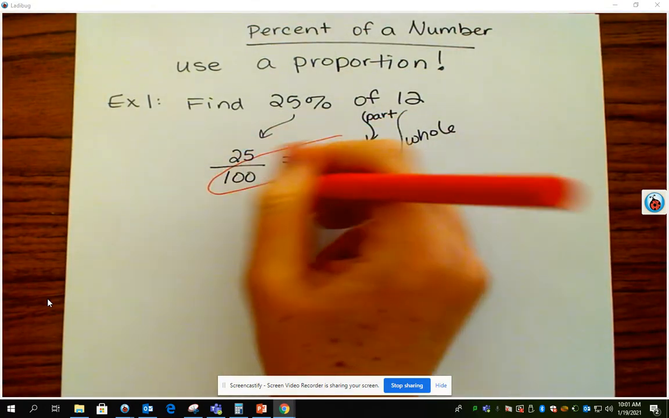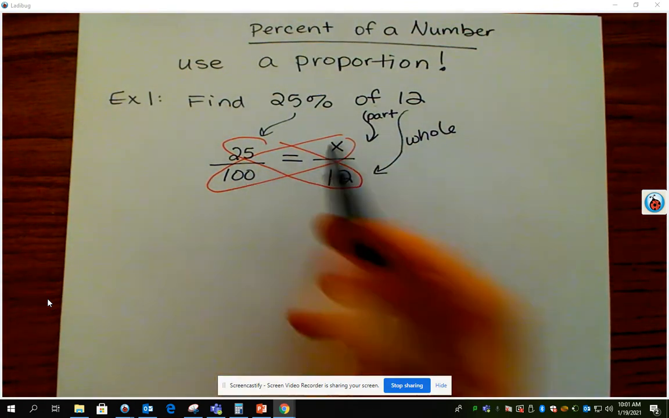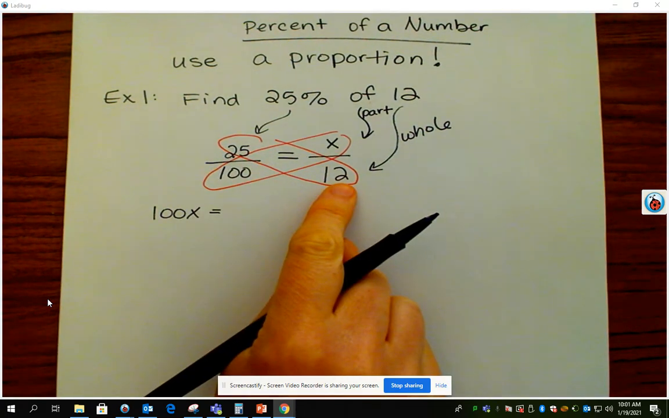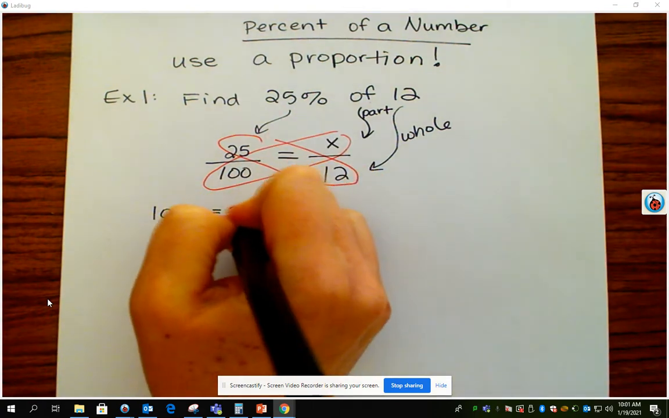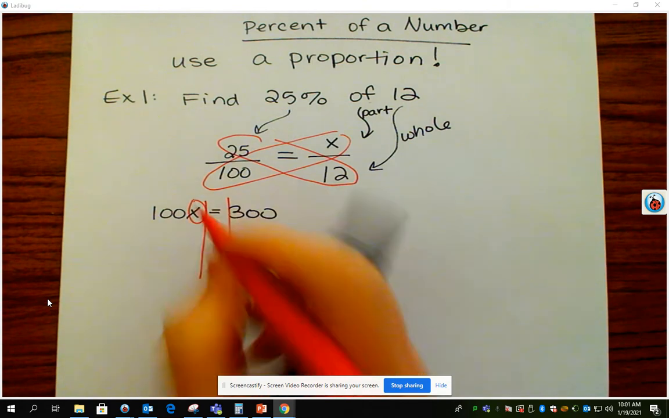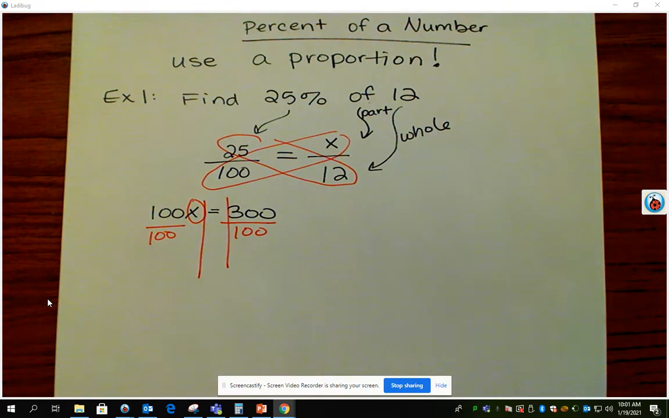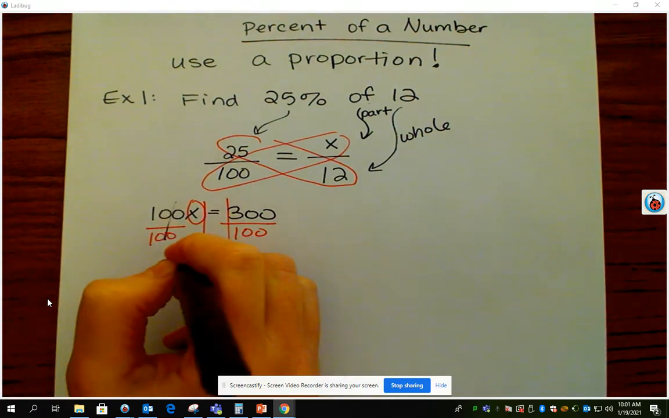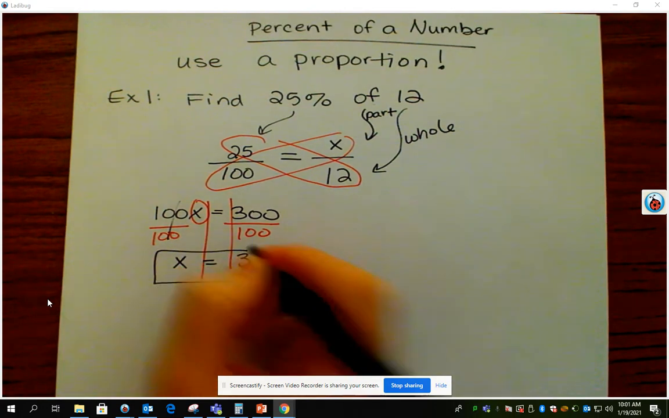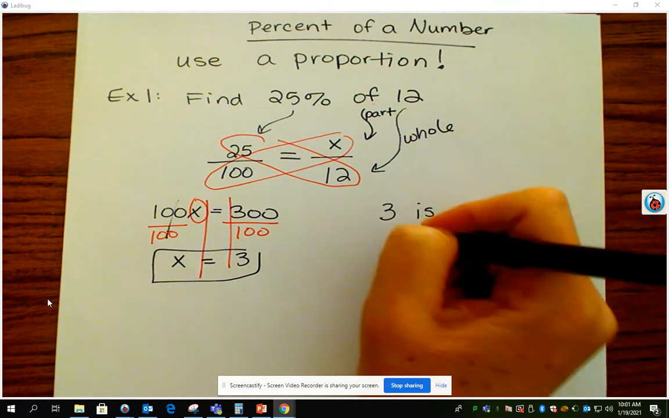So we're going to cross multiply this way and this way, giving us 100x equals 25 times 12 is 300. And then solve for your variable. Okay, just like we did before, divide by 100. That makes the hundreds cancel to 1x or just x. And 300 divided by 100 is 3. So 3 is 25% of 12.